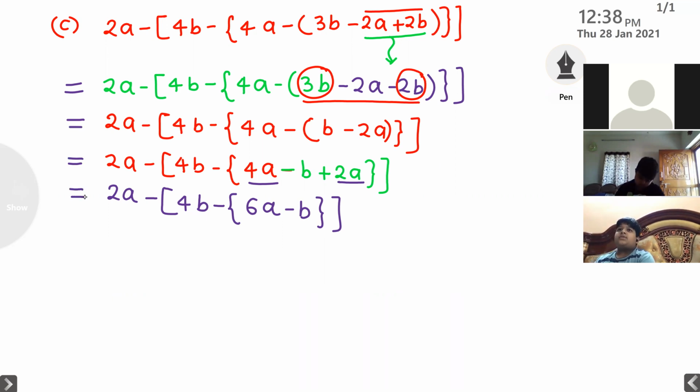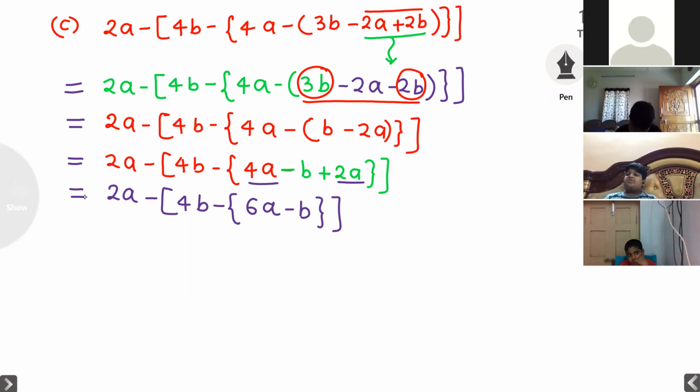Yes. Next. Now I have to open which bracket? Curly bracket. And before the curly bracket, what is there? Minus. It means all signs will change. 2a I will write as it is, minus as it is, large bracket as it is, 4b as it is. Now I am going to change the sign, because before the bracket what sign is there? Minus sign. Minus 6a, minus will change into plus. Now curly bracket also completed.